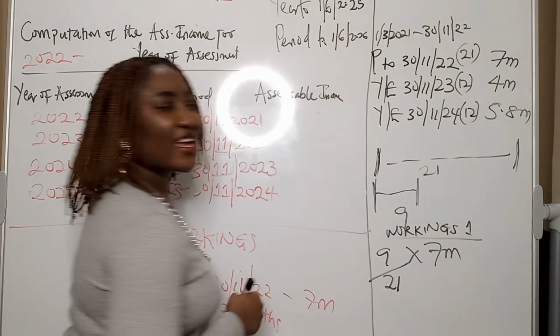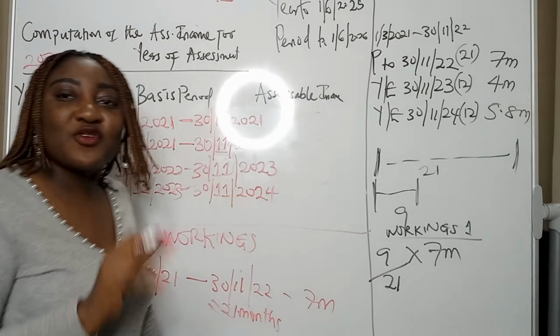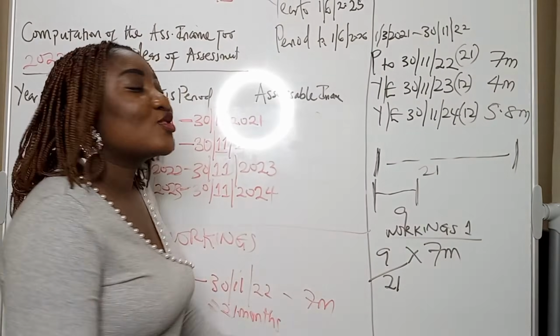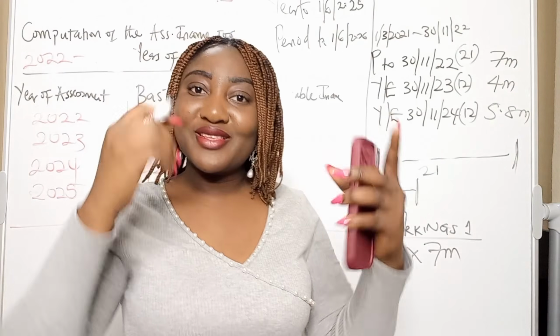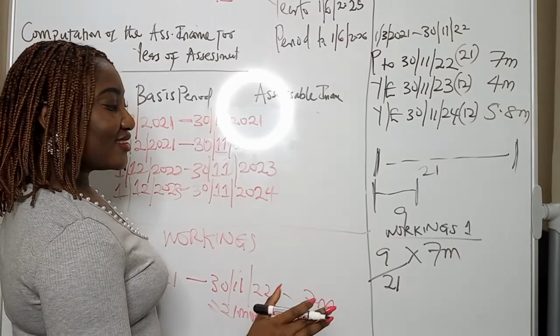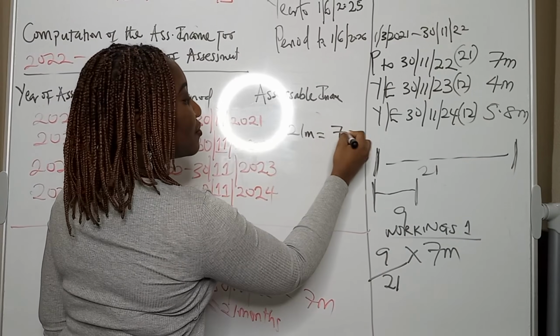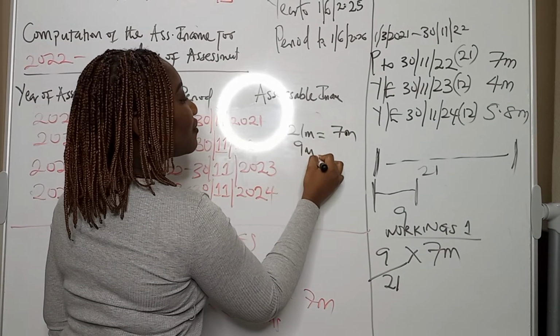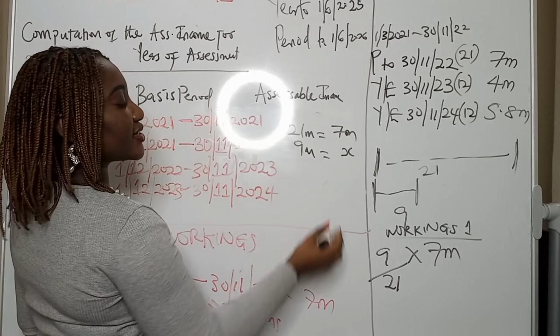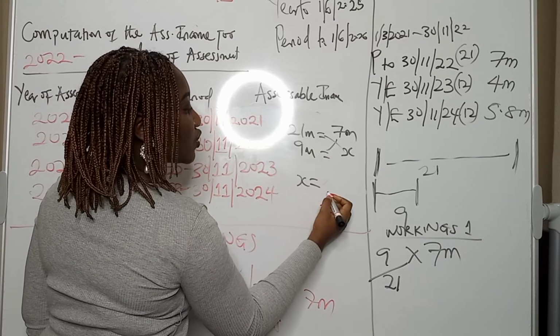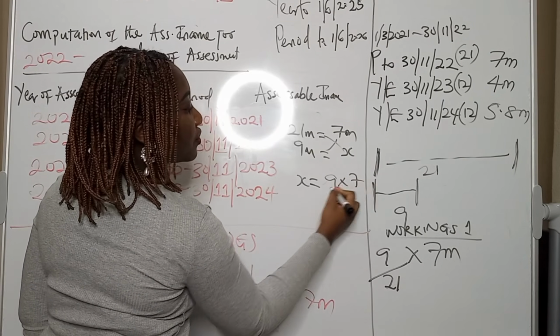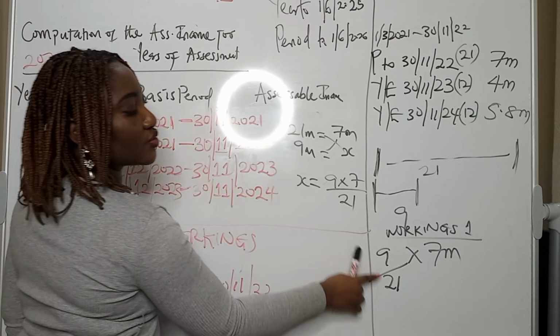I hope it makes sense. I'm trying to teach it like I can't level, like you guys already get it, so there's too much explanation. It's dramatic for some of you that already know this. It only makes sense that 21 months is equal to 7 million. So the 9 months I'm looking for should be equal to what? I don't know, X. Cross multiply. So X is equal to what? 9 times 7 over 21. That's why we have 9 over 21 times 7.